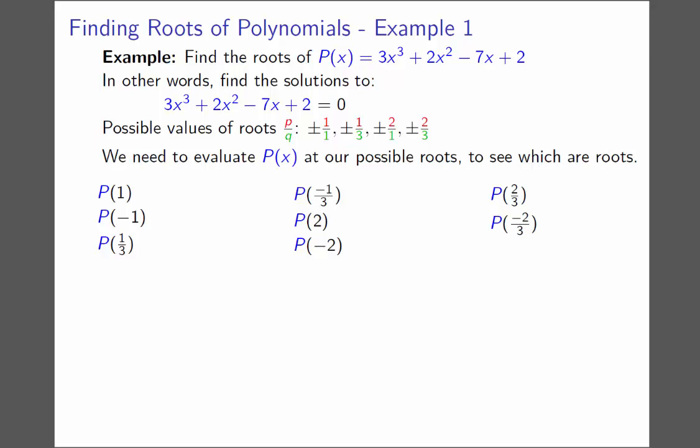If we evaluate at x equals 1, we find that p of 1 is 0. It's actually one of our roots. But when we evaluate at x equals negative 1, we find that p of negative 1 is 8, which is not 0, and that's all we care about. So negative 1 is not one of our roots.